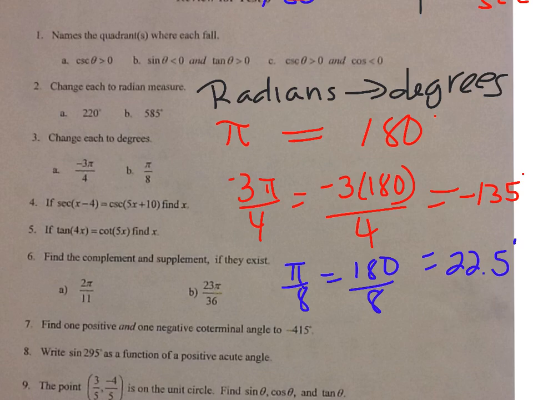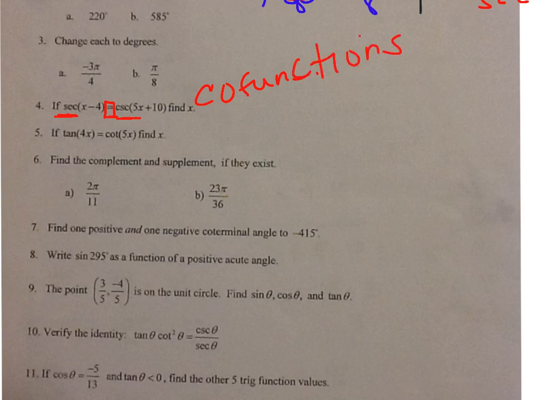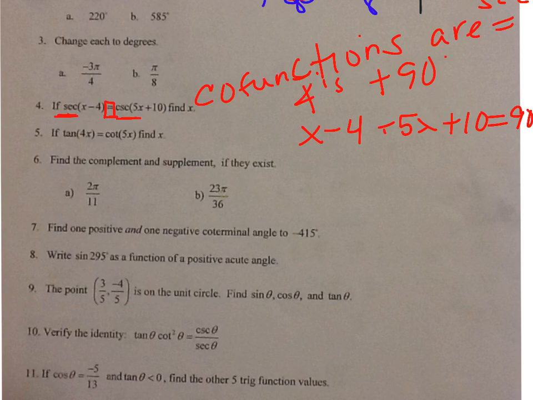Okay, so let's take a look at 4. Number 4 says, if secant of x minus 4 is equal to cosecant of 5x plus 10, find x. So I notice I have these trig functions, they're equal to each other. And I notice that it's secant and cosecant. They are cofunctions. And when cofunctions are equal, the angles add to 90 degrees. So x minus 4 plus 5x plus 10 equals 90 degrees.